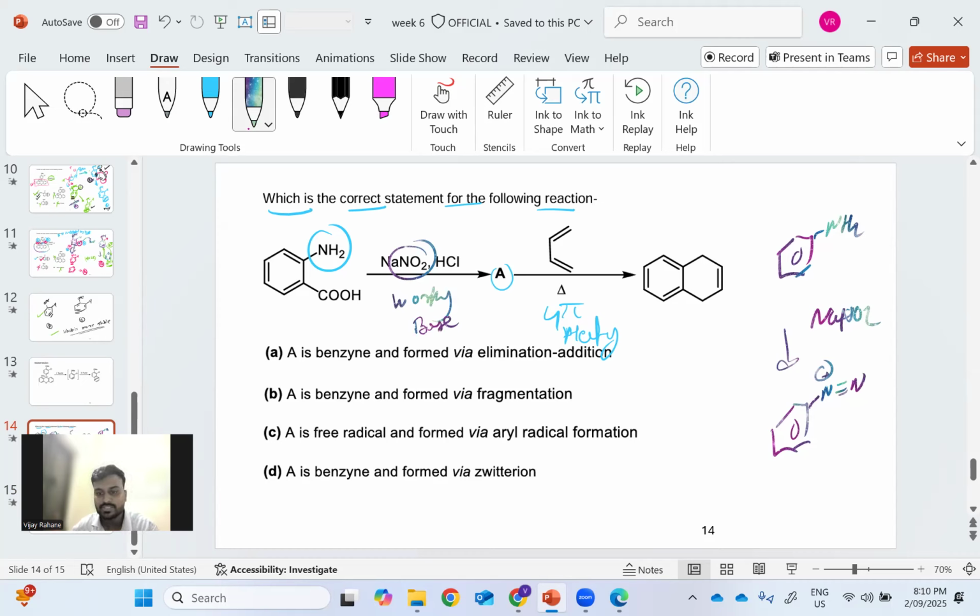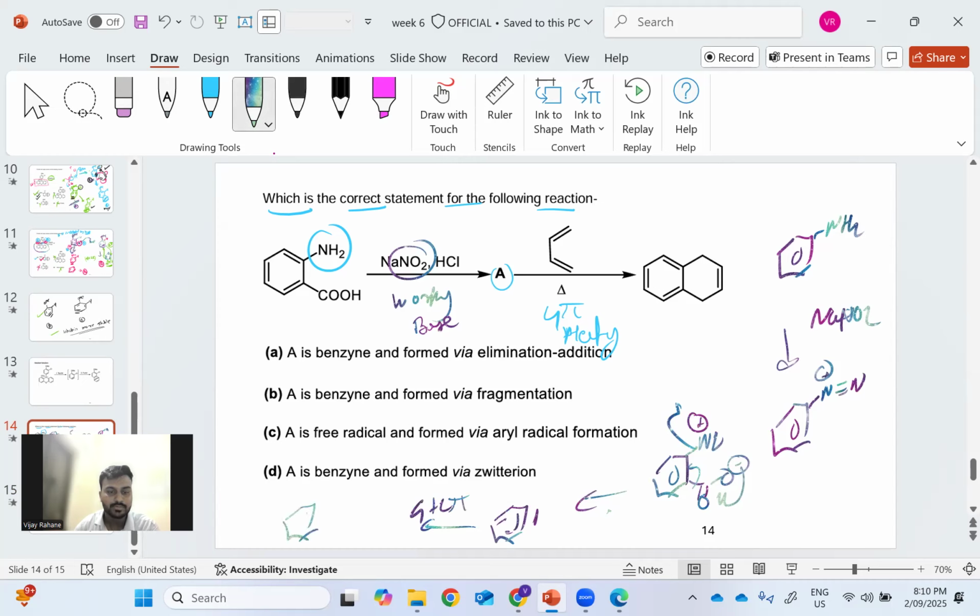So under workup condition, this compound, which has N2 plus and C double bond O negative, on this reaction under heating, what happens? Under heating, this CO2 is eliminated, and N2 is also a good leaving group, so N2 is also eliminated, and we get a benzyne intermediate. And this benzyne intermediate undergoes a 4 plus 2 pi addition, that is a Diels-Alder reaction, and we get a product.